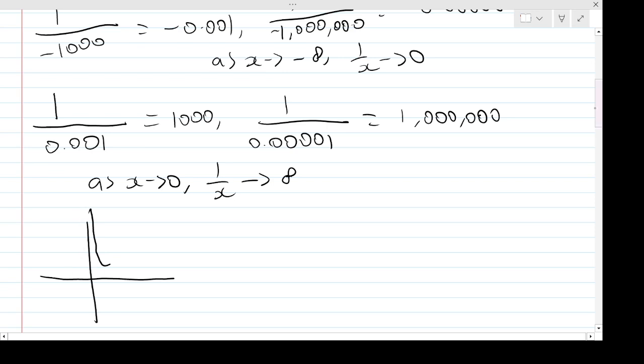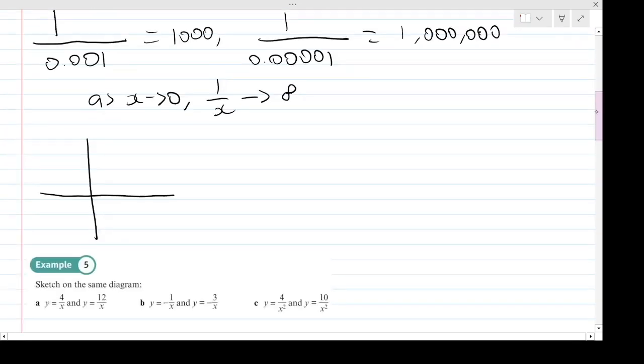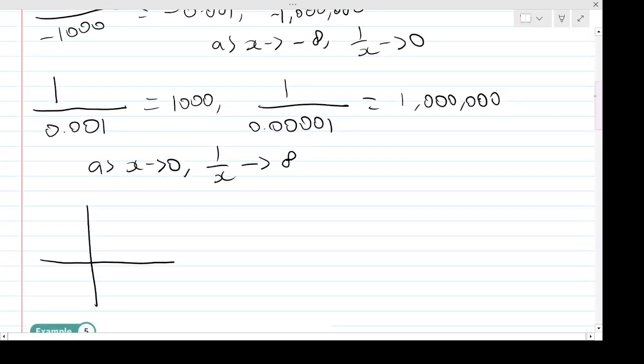But hang on a minute. But what happens when x is negative? Well, the whole fraction would be negative as well, wouldn't it? Right? Because 1 over x, well, if x is positive, 1 over x is positive. If x is negative, 1 over x is negative. So we have to match the negativity with x. So if x is negative, 1 over x is negative, right? And vice versa, if x is positive, 1 over x is positive as well.